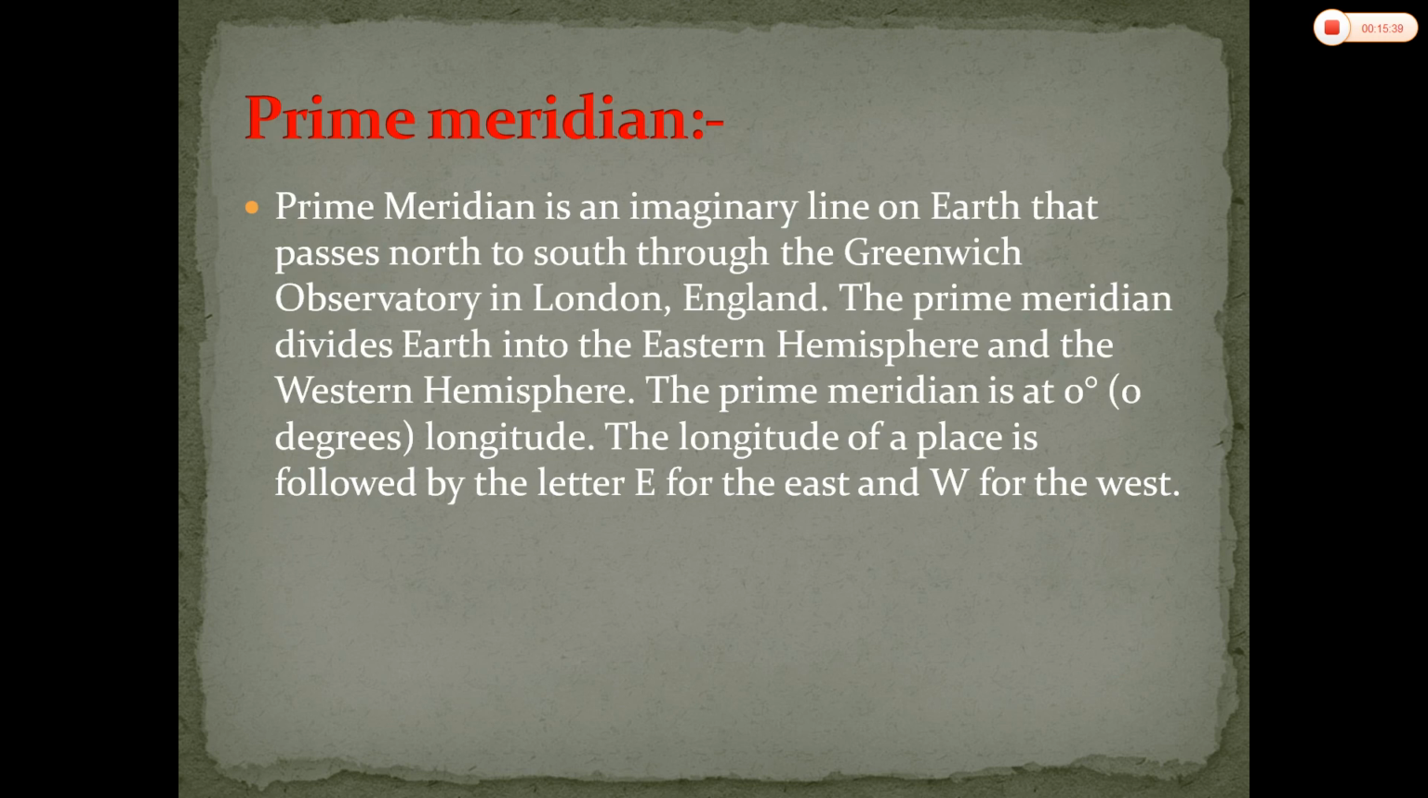Now, what is the prime meridian? The prime meridian is an imaginary line on earth that passes north to south through the Greenwich Observatory in London. It is in England. The prime meridian divides earth into the eastern hemisphere and the western hemisphere. The prime meridian is at 0 degrees longitude. The longitude of a place is followed by the letter E for east and W for west.